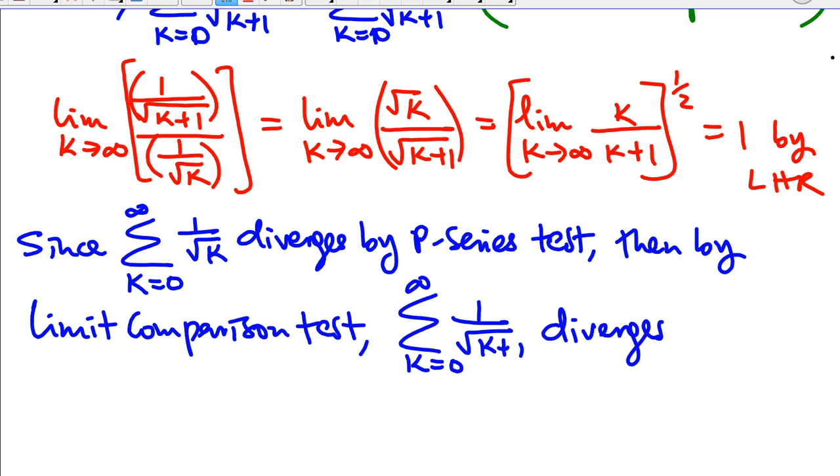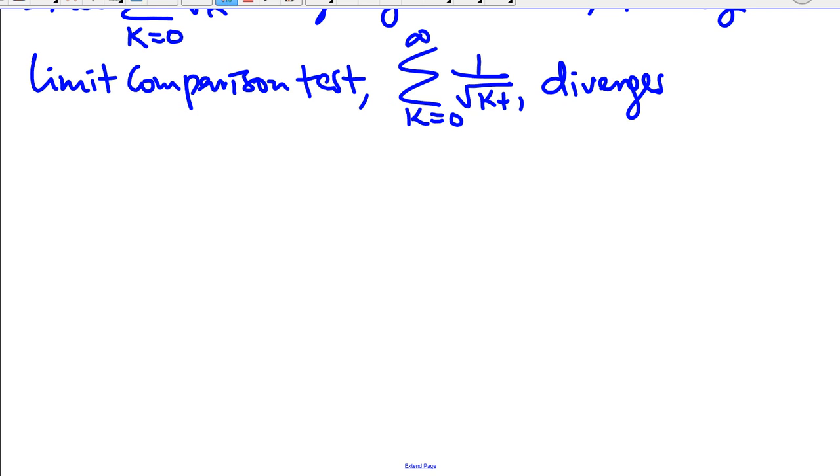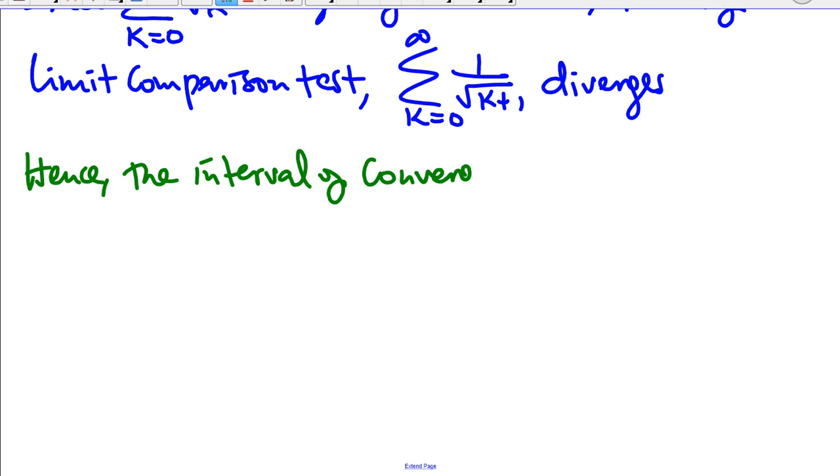Okay, so we can make our conclusion and say that the interval of convergence, hence the interval of convergence, is between 1 and 3, for all values of x between 1 and 3, this series should be able to converge.